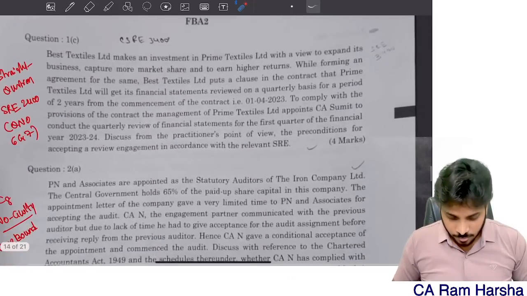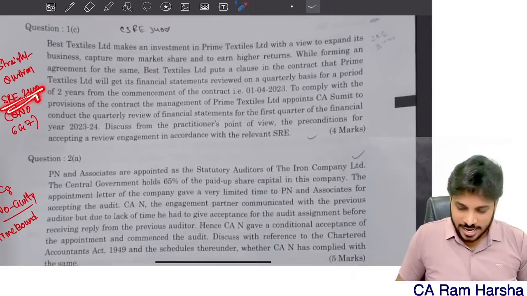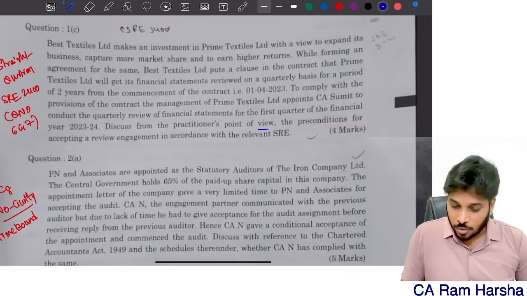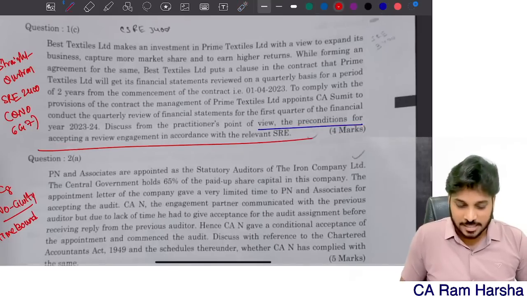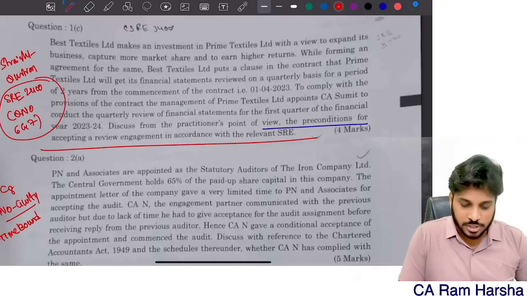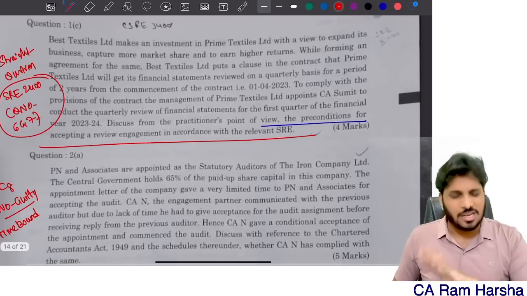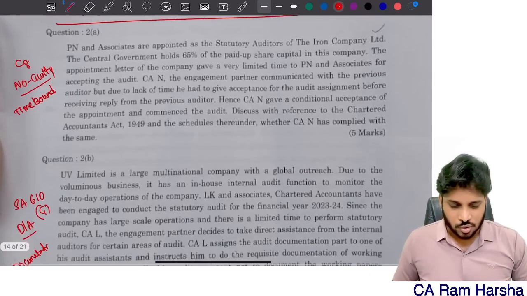Next is a straight SRE question. What are the preconditions for accepting a review engagement? In our book, it is question number 6 and 7 put together. It's actually talking about preconditions, and it's a side question. I'm not discussing it, so there is no such thing.